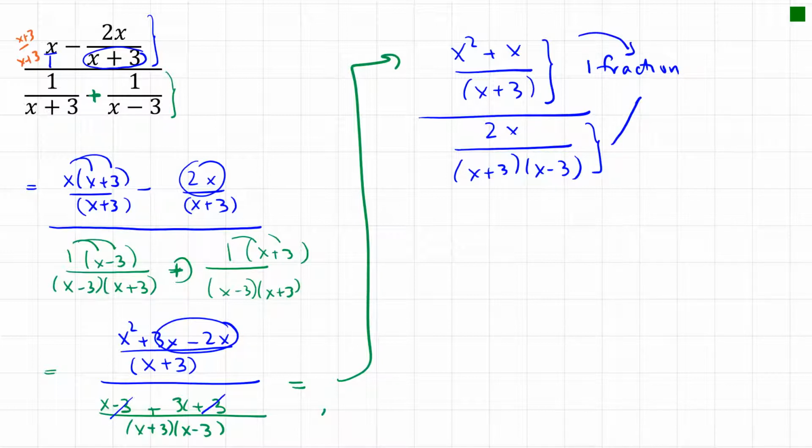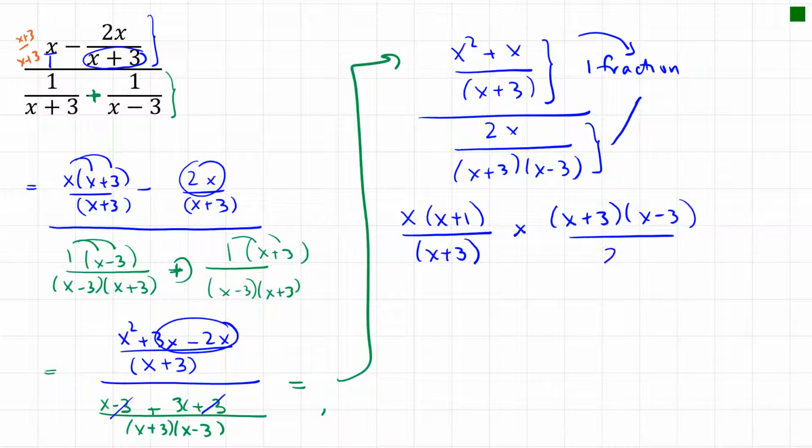And that's when we can flip and multiply. So I take my numerator, I'm going to factor it, and there's my numerator, and I'm going to multiply by the flip of the denominator. And now I get to cancel. The x plus 3's cancel, the x cancels with this, and that means I'm left with x plus 1, x minus 3 over 2.